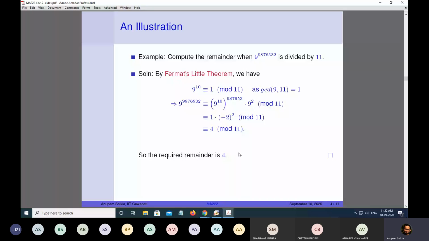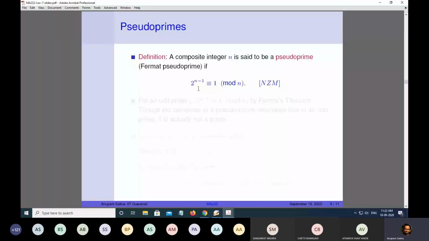Now it may happen that some composite number also exhibits this behavior: that 2 to the power n minus 1 is 1 mod n, but that will not actually imply n is necessarily prime. Even if it happens not just for 2 but for any a co-prime to n, in fact n need not be prime. This type of behavior is certainly true for prime numbers, so it's a necessary condition. If n is a prime number, this is necessarily true, but it is not sufficient.